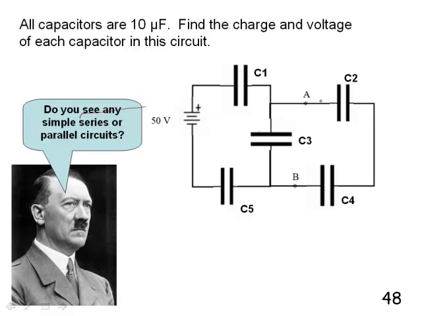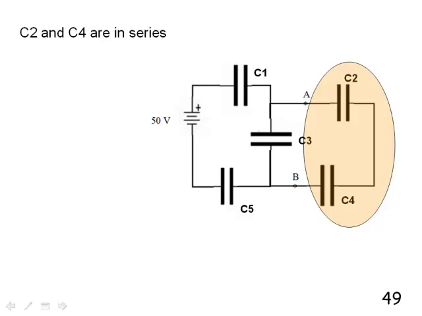What you should have noticed, though, is C2 and C4 are in series, because if you were an ant walking through this circuit and you went through C2, you'd have to go through C4 to get out. You couldn't say the same thing about C2 and C3, because an ant could go this way through C3, or this way through C2. So there are two different alternatives, so C3 and C2 are not in series, but C2 and C4 are in series.